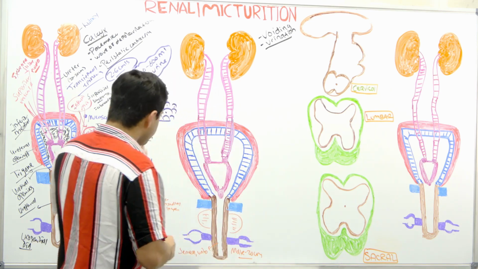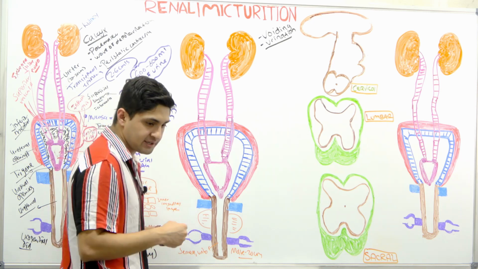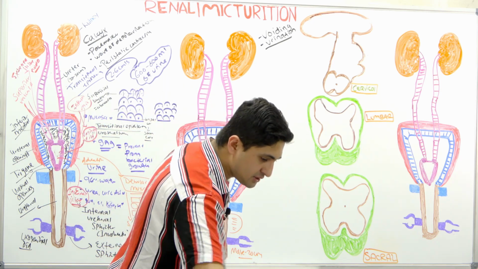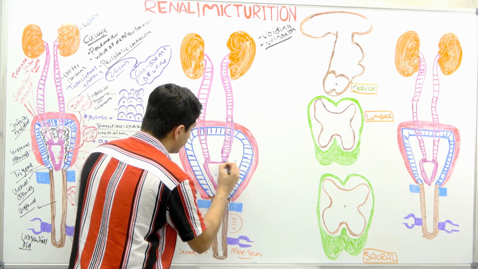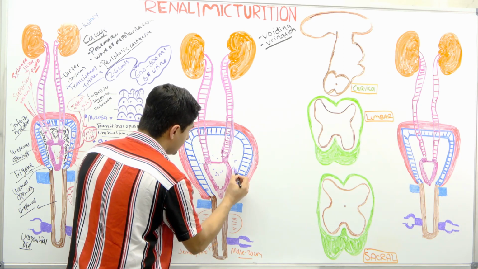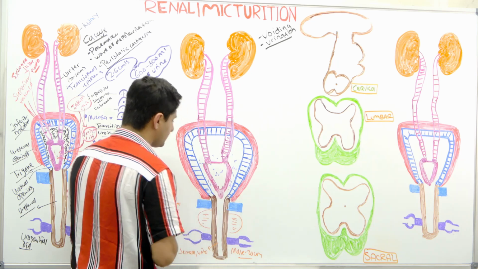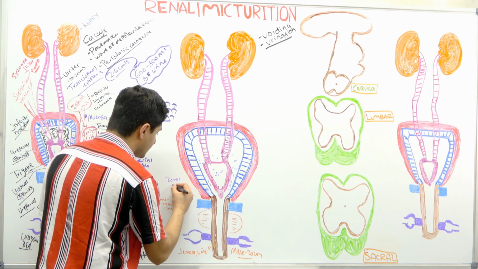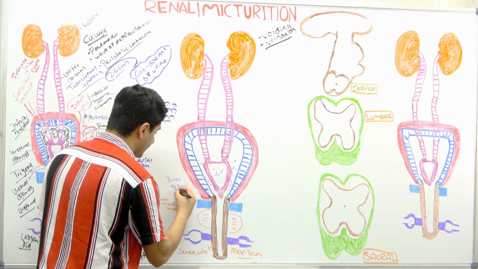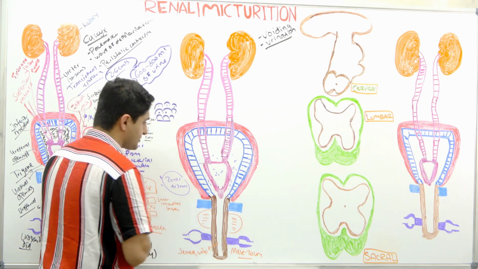Now, let's say the urine is accumulating right here, okay? It's just accumulating down here. Let's say about 20 ml, or maybe 30 ml of urine is there, okay? So not much urine is present, just a little bit.